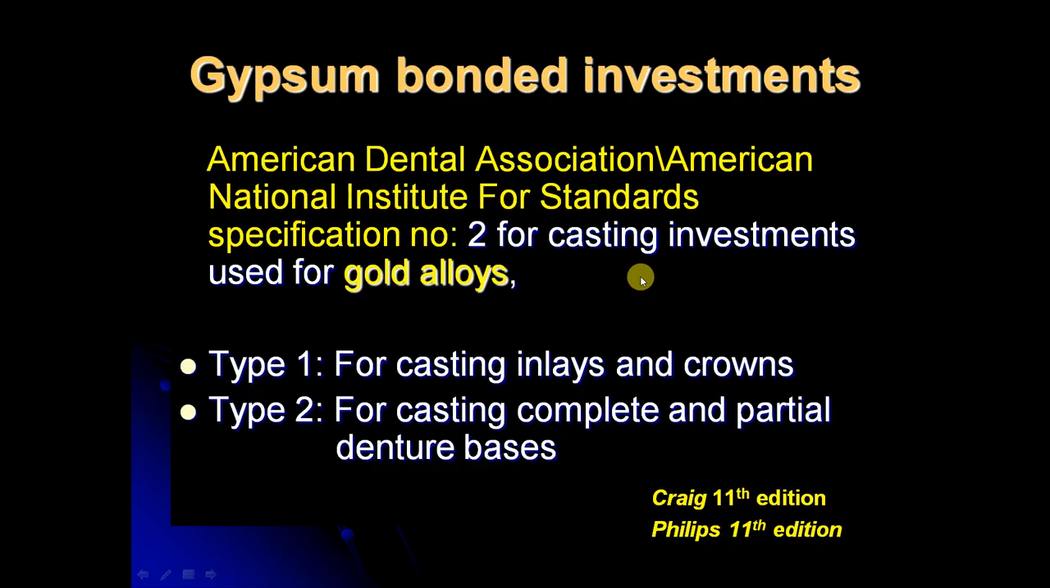Coming on to the gypsum bonded investment, according to the American Dental Association or American National Institute Standard Specification number 2, for casting investment used for gold alloys, there are basically two types: type 1 used for casting inlays, onlays and crowns, and type 2 for casting complete and partial denture bases.